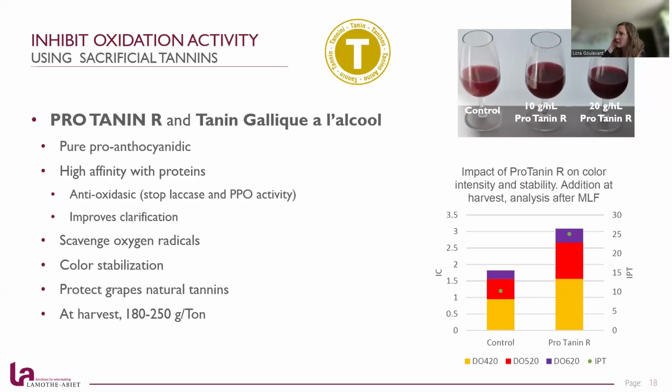And then on this graph, we can also compare the use of Protannin R to not using Protannin R on the color intensity on the left and the total polyphenols. So that's the green dot. So we can see that the color intensity is way higher compared to the control, and same for the content of tannins, because all the natural grape tannins are preserved thanks to the presence of these tannins.